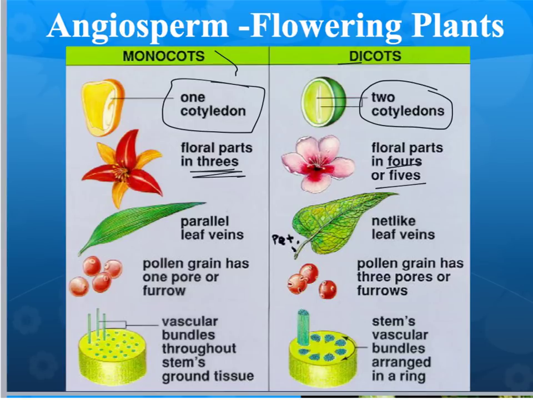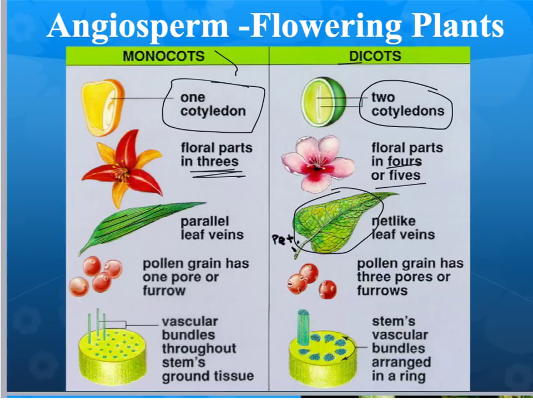When it comes to the leaves, the leaves of a monocot are parallel, so they're going to all run in the same direction. And the leaves of a dicot are net-like or kind of veiny, right? So they branch out from other veins and are going to spread out in that manner.